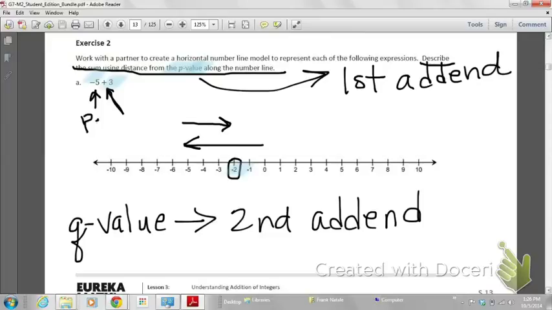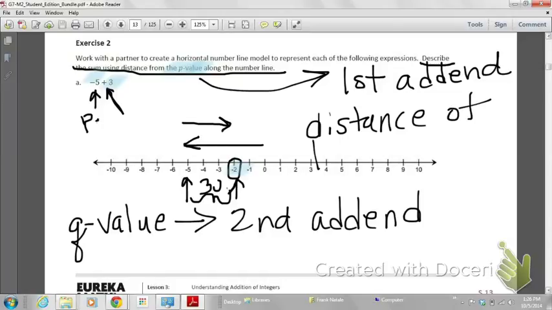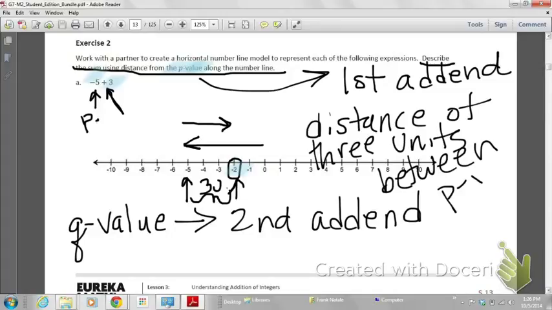Now, if we describe the sum using distance from the p-value, the sum is -2. That's right here. Our p-value, which is our first addend, is a -5. And what we see there is we have a distance of 3 units between the p-value and the sum. Again, just getting used to this p-value idea, maybe we'll call it primary value. I'm sure it means something. I'm not quite sure right now, but between p-value and the sum.